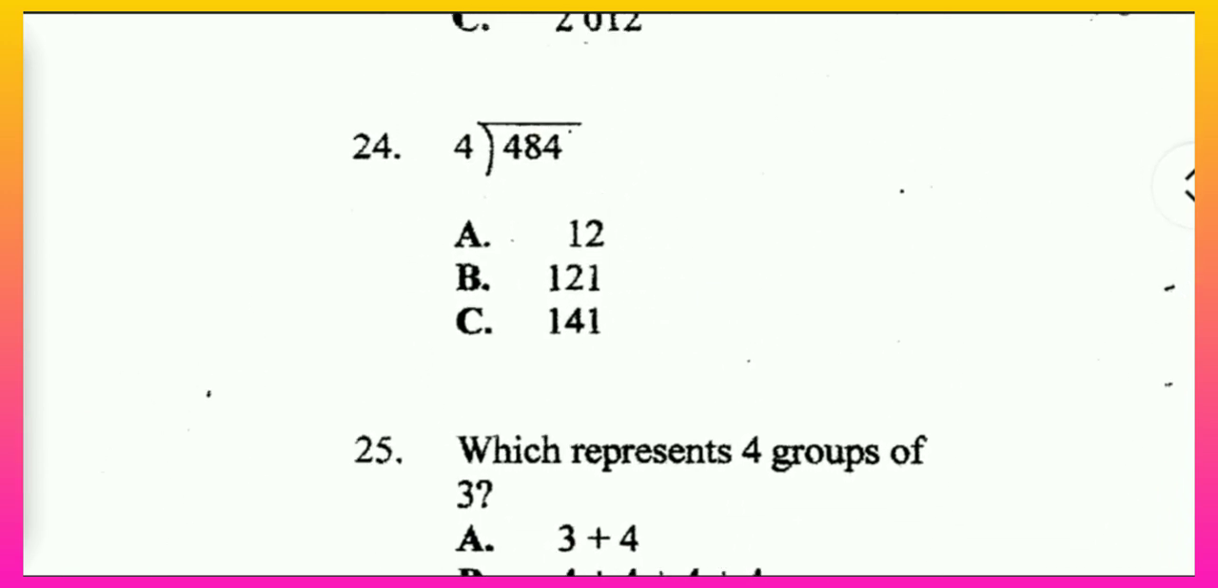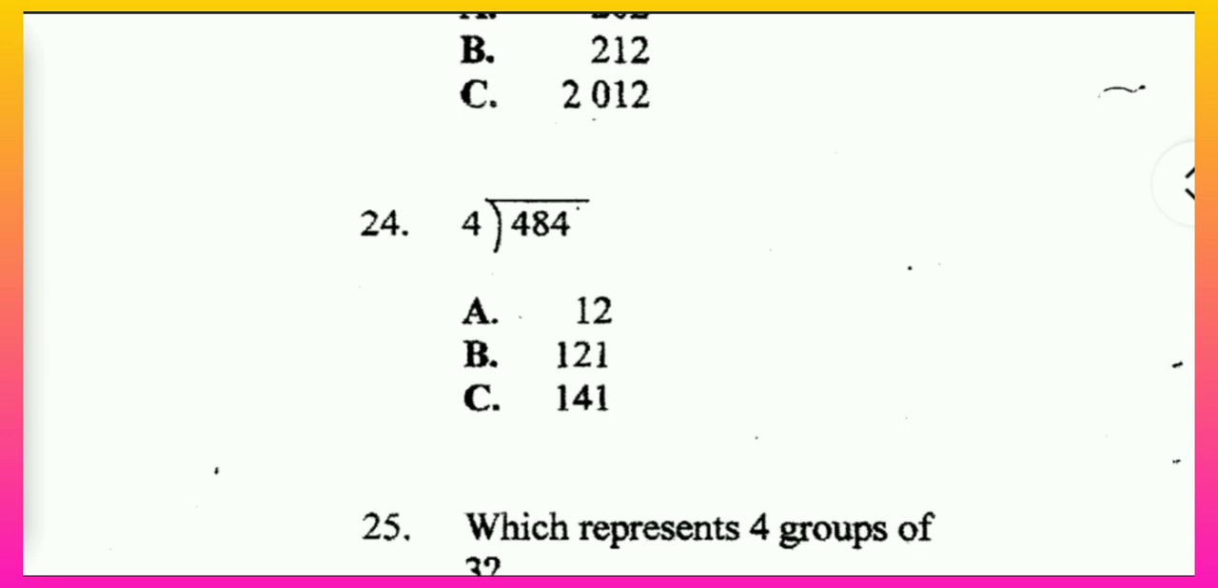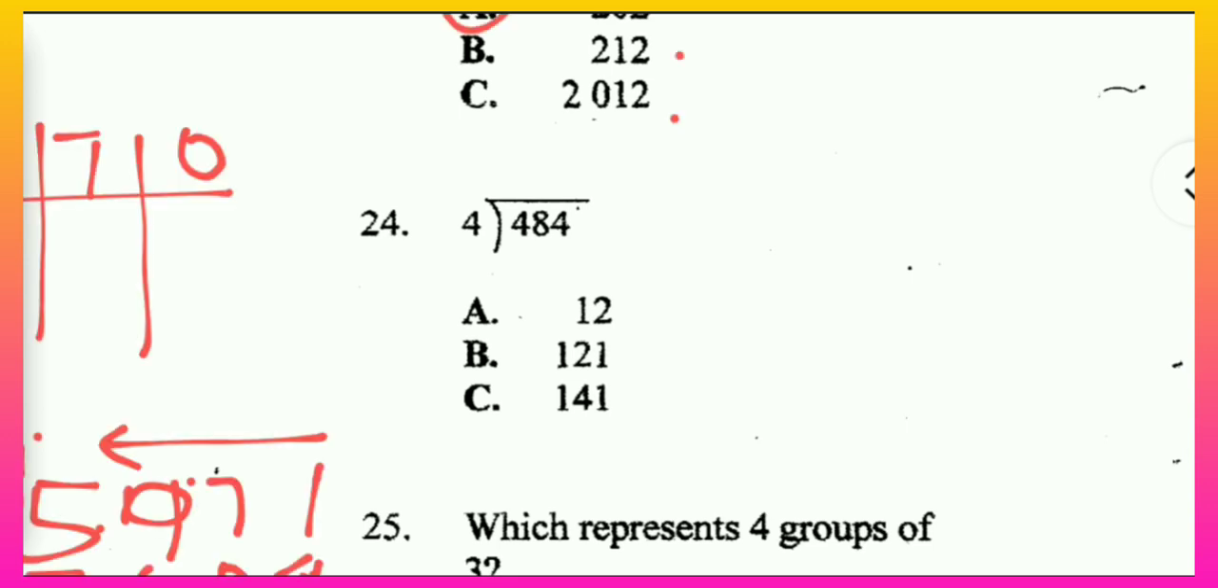Moving on to 24. Remember, I'm going a little faster now. We want to go halfway through. Alright, this one is division. But for this one, we're going to go this way because we're dividing, all right? So 4 into 4 is 1. Let's see which one has 1 as the first digit now. All 3 of them have 1.